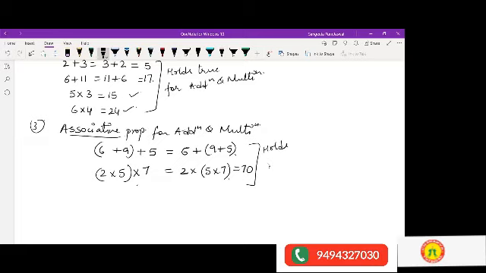So we studied here three properties: closure property, commutative property, and associative property. And we found that all three of them hold true for addition and multiplication. Okay?